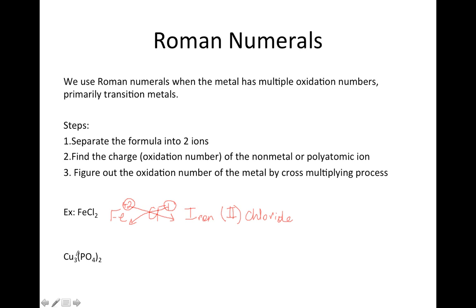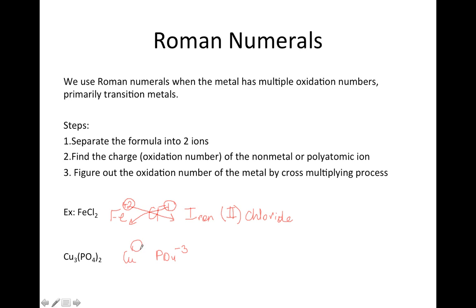Let's try another example. First, we ask ourselves, is this an ionic compound? Well, we see copper, it has a metal, and it has a polyatomic ion. Yes, it is ionic. Do we need to write a Roman numeral? Well, we check copper and we look at the periodic table, and we will be able to see that it is indeed a transition metal, and therefore we do need to write its Roman numeral. Great. Now we separate the two ions. We have Cu and we have PO4, which is a polyatomic ion. We check now the charge for the polyatomic ion in the chart, and the charge is -3.